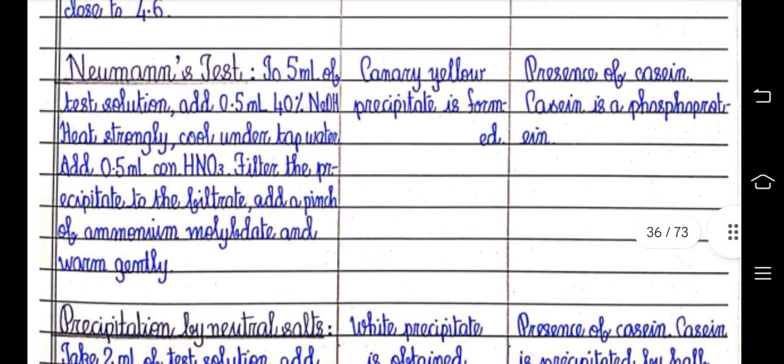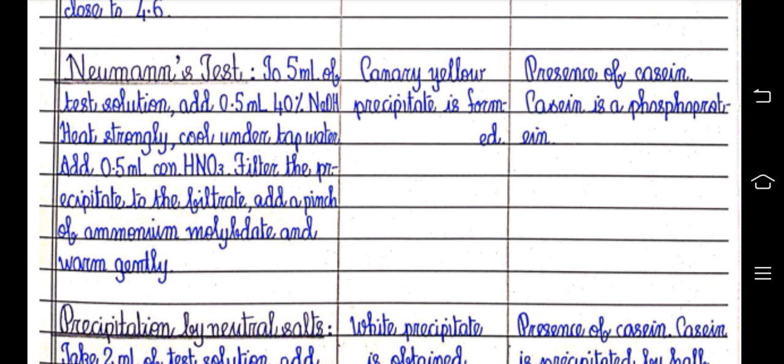Newman's test. To 5 ml of test solution, add 0.5 ml 40% NaOH, heat strongly, cool under tap water, add 0.5 ml of concentrated HNO3, filter the precipitate. To the filtrate, add a pinch of ammonium molybdate and warm gently. Newman's test is for casein. Canary yellow precipitate is formed, presence of casein. Casein is a phosphoprotein.